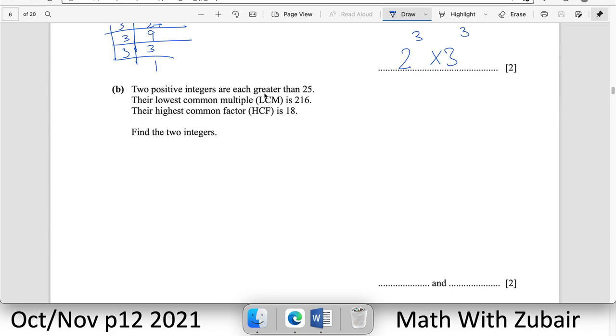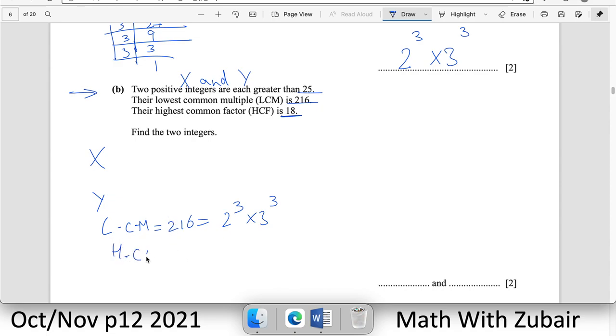Okay, B part. Two positive integers are each greater than 25. Their lowest common multiple is 216, that is the first condition. The second condition is their highest common factor is 18. Let me consider these two positive integers as x and y, here is x, here is y. We are already given the LCM, that is 216, which was 2 cube times 3 cube.